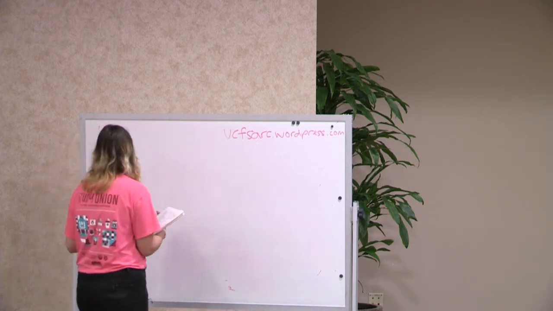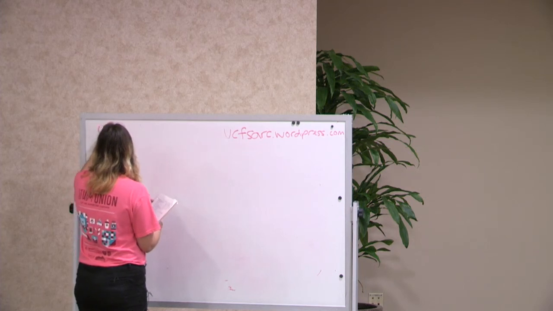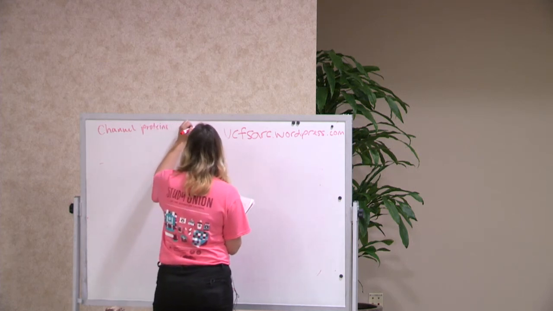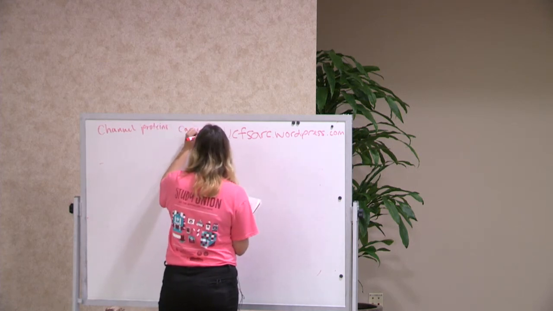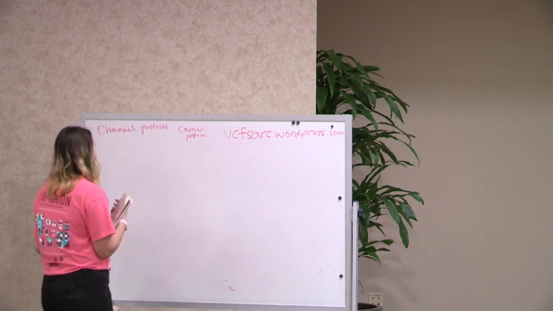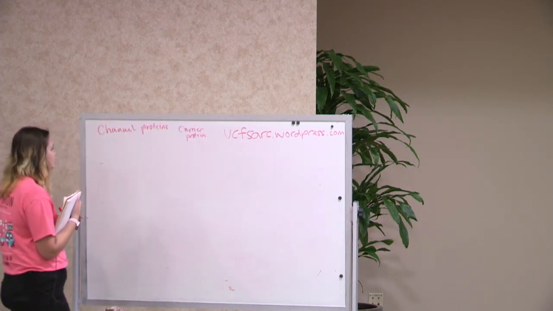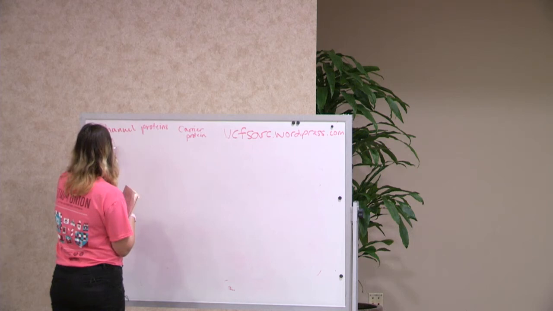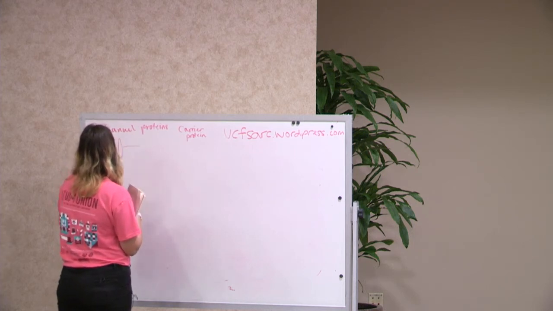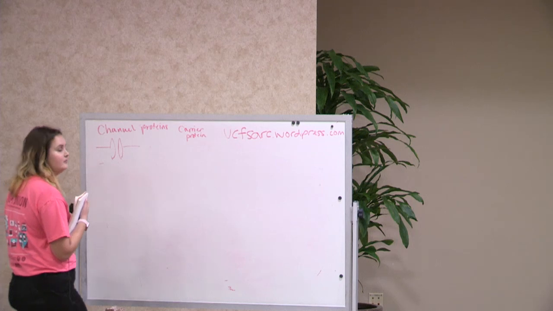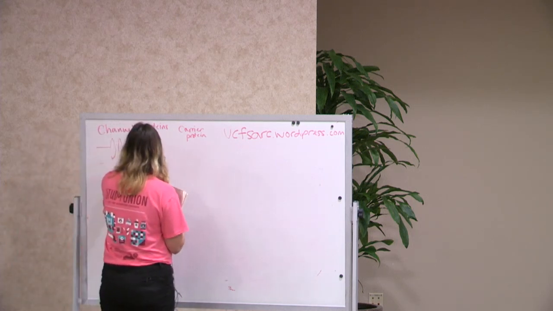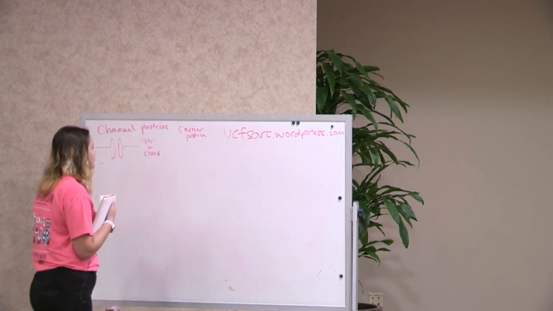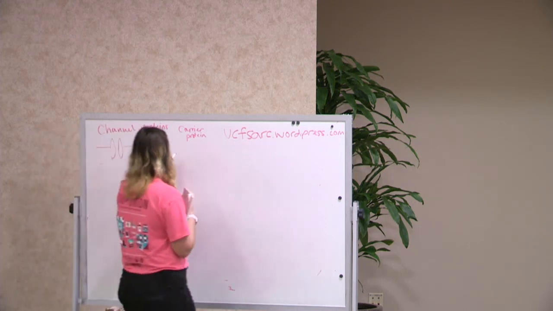Channel proteins and carrier proteins. These are both transmembrane proteins, so they're getting molecules across the membrane. Channel proteins kind of look like this, where they're just a channel. They can either be open or closed. Carrier proteins look more like this.